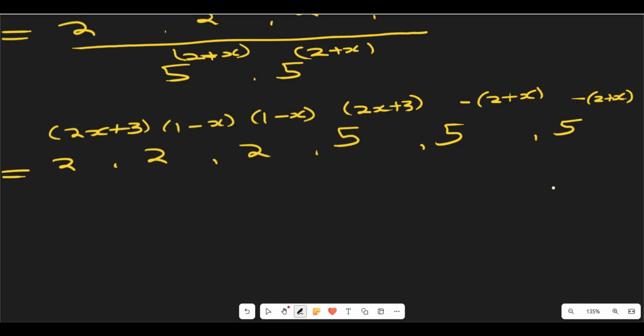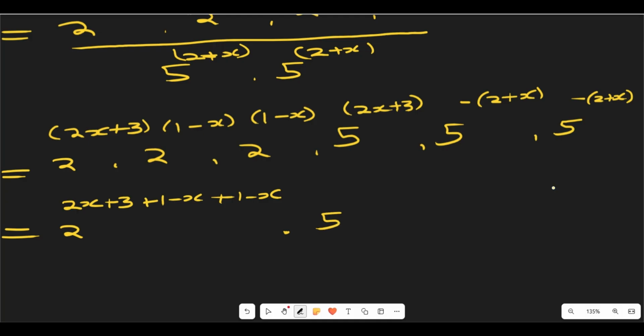There is a rule of index that when the bases are the same, you just add the indices. So it's going to be like this: 2, when we add the indices, we'll just remove the brackets. We'll say 2x plus 3, and then plus 1 minus x, plus 1 minus x, just like that. You make one base and then add all their indices, the 3 of them, but the base is only one base, and then you do it for the 5.